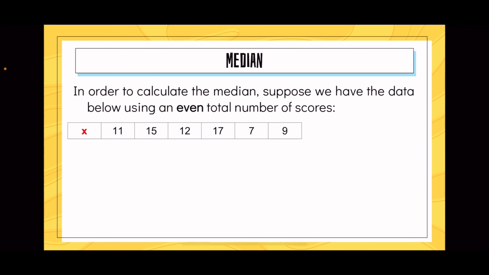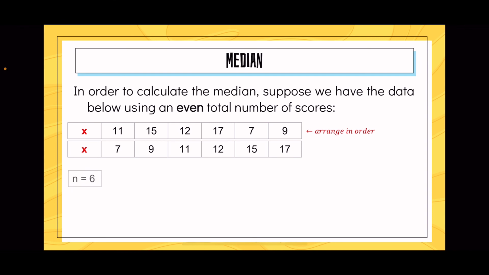So the first thing we are going to do is arrange this in order. It will become 7, 9, 11, 12, 15, and 17. And our n is equal to 6. Is 6 an odd or an even number? Very good. It's an even number. So using the formula, median is equal to n over 2. Substitute the value of n. It will become 6 over 2, and 6 over 2 is equal to 3.